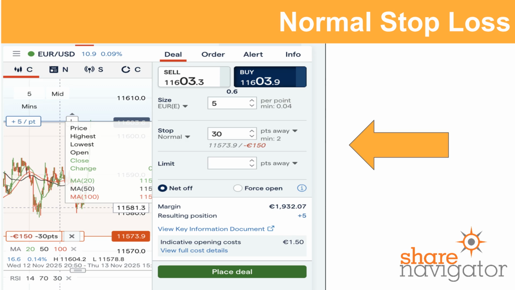So you can see on the left-hand side as well, the chart actually changes. In your brokerage system, it will show you where your stop loss is. So if you're trading from technical analysis, it'll give you a good visual representation of where your stop loss is. So that's your normal stop loss.